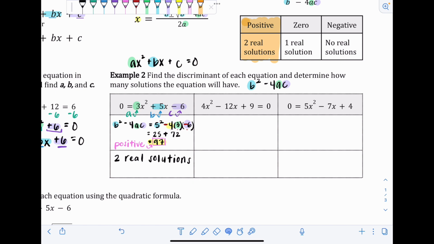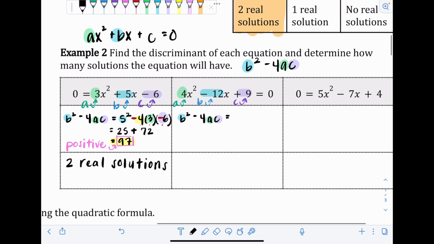Okay, and then for the second equation, we're going to just repeat the same process. So we find a, b, and c. A is the coefficient of x squared, so a is going to be 4. B is the coefficient of x, so b is going to be negative 12. And then c is the constant, so it's going to be 9 in this case. And then I'm just going to copy over my discriminant formula. And then we'll go ahead and start putting each number in.